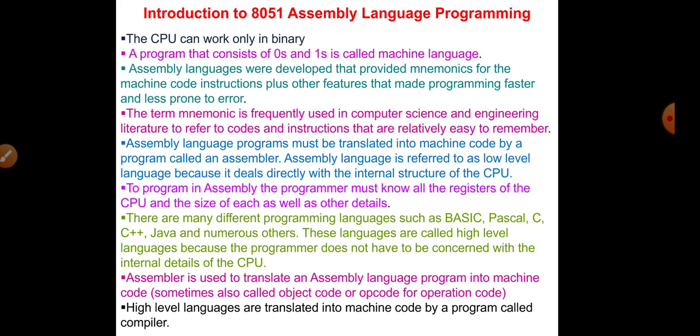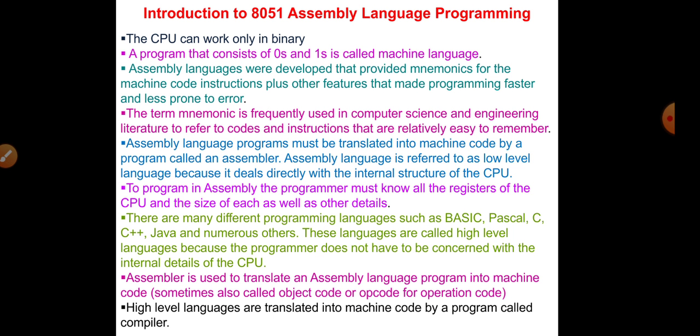Assembly level language is referred to as a low level programming language because it deals directly with the internal structure of the CPU. If you want to program the CPU in assembly level language, the programmer must know all the hardware details, meaning the internal architecture of the CPU, which registers are available for the programmer, as well as the size of each register.